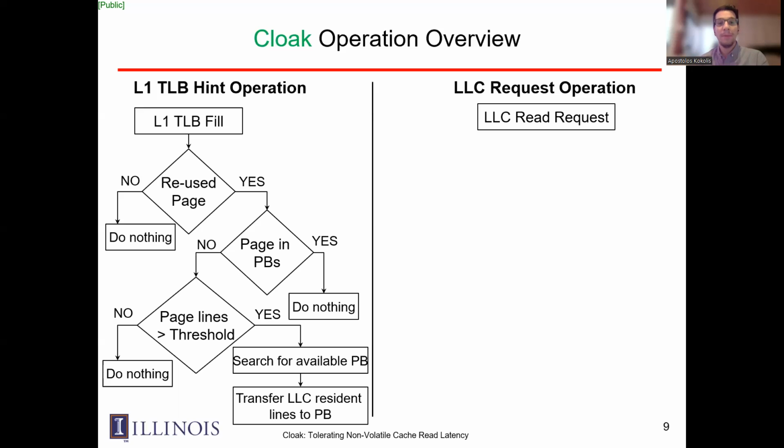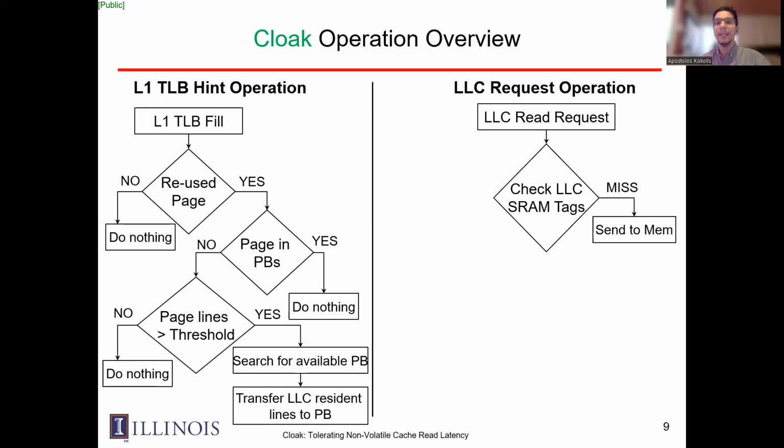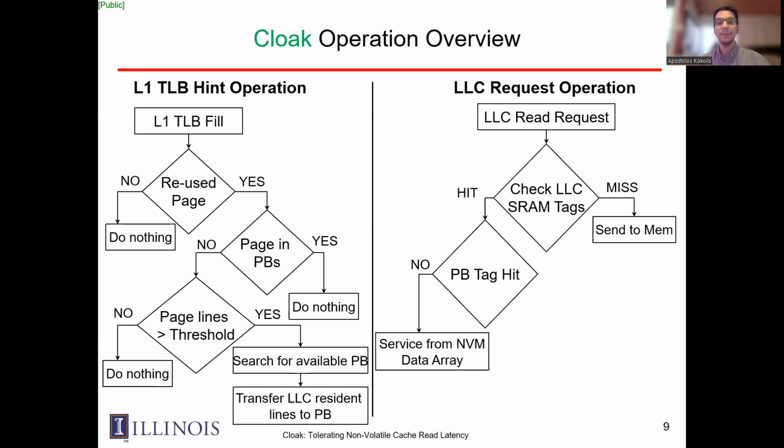On an LLC request operation, a read request reaches the last level cache. Then we have to check the SRAM tags of the LLC to identify whether it is a hit or a miss. If it misses in the LLC, we just send the request to main memory. However, if it hits in the LLC, we need to check whether it also hits in the page buffer or not. If it doesn't hit in the page buffer, then we service the request from the NVM data array as usual. But if it hits in the page buffer, then we service the request from the faster page buffers.